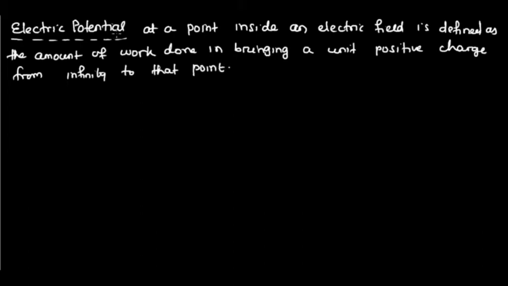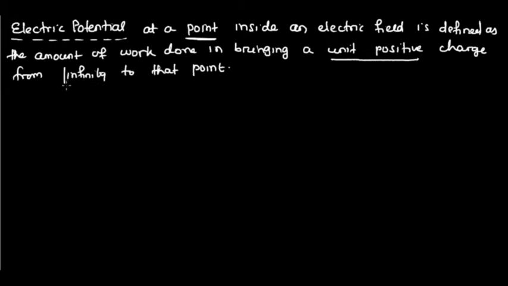We always define the electric potential at a point inside an electric field. If an electric field is not present, then we cannot find electric potential. So to find electric potential, we need an electric field. We choose a point inside an electric field, and we have to find the electric potential at that point. How to find it? It is defined as the amount of work done in bringing a unit positive charge from infinity to that point.